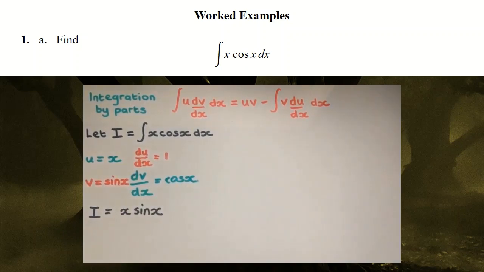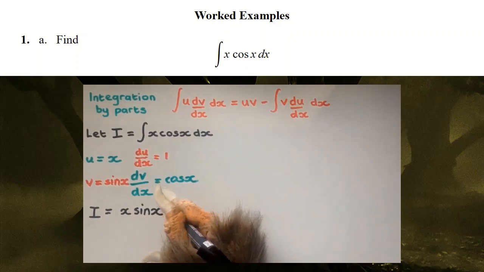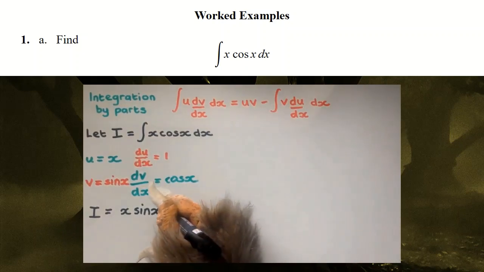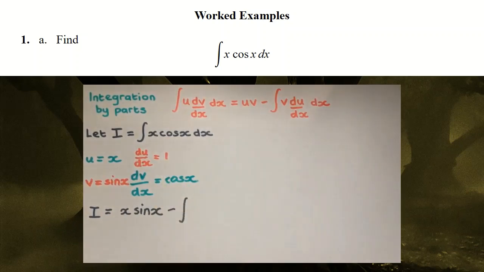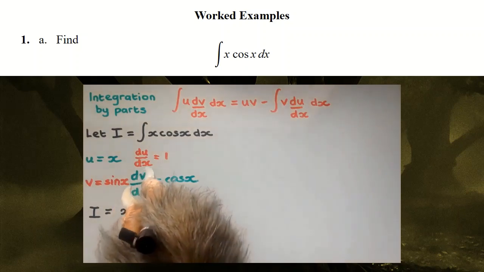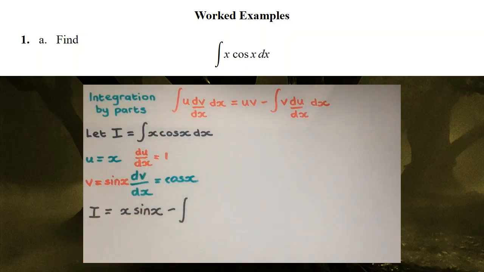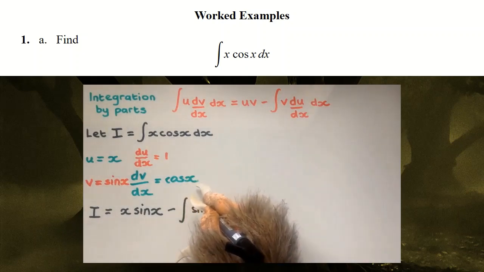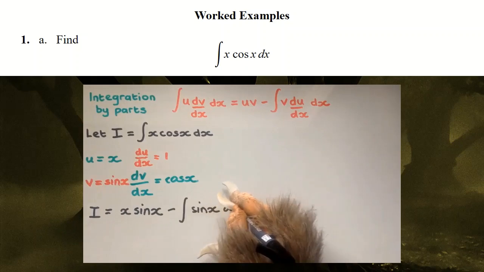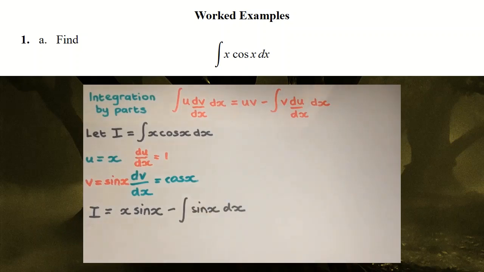Okay, and then we're subtracting the integral of v du by dx. Now du by dx is 1, that's okay, and it's the integral of v, so it's just going to be sin x. Alright, so that's what our I is going to be. Okay, so we have to perform this integration. Now again, that's a standard integration, so let's do that. So it's going to be x sin x.